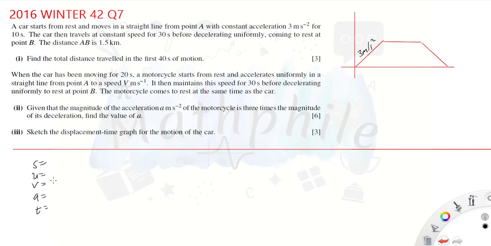The car started from rest, so initial velocity is 0. It moves in a straight line with a constant acceleration of 3 meters per second squared for 10 seconds. I can find the velocity over here, and I can equally find it by using the gradient approach. But I like this: v equals u plus at, where u is 0, a is 3, and t is 10. So the final velocity is 30 meters per second. Okay, I want to go with the graph, like I said. If I want to go with the graph, I want to find the distance for the first part.